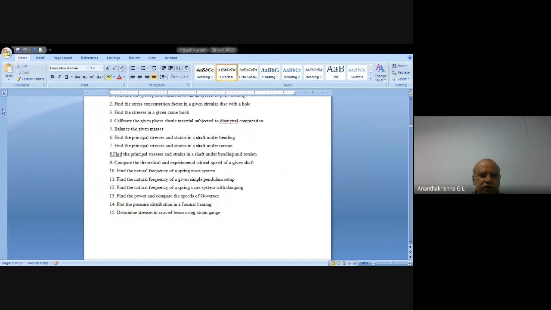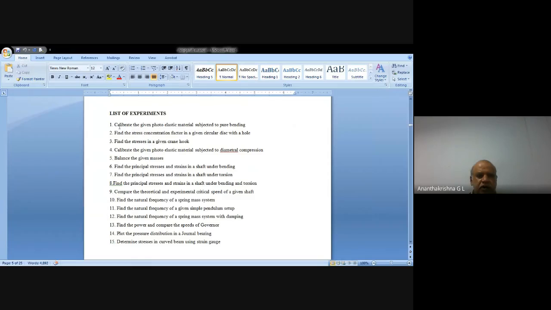Now, these are the list of experiments that we have, around 15 experiments. Calibration using pure bending, where we find out the material fringe constant. Then calibration of the photoelastic material subjected to diametral compression, again finding the material fringe constant. Then we find out the stress concentration factor in a circular disc with a hole. That's another experiment. And the stresses in a given crane hook. All these first 4 experiments are related to photoelasticity, experiments under photoelasticity equipment.